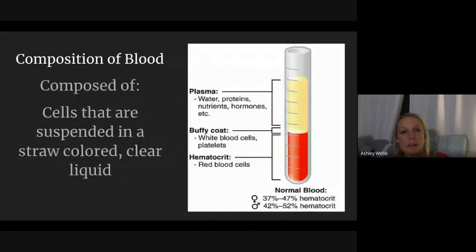When we're talking about the composition of blood, blood is made up of cells that are suspended in a straw-colored clear liquid. If you look at the picture on the right, this would be if we were to go into the lab and a phlebotomist drew blood from a patient, and then you take the test tube and you put it in a centrifuge.